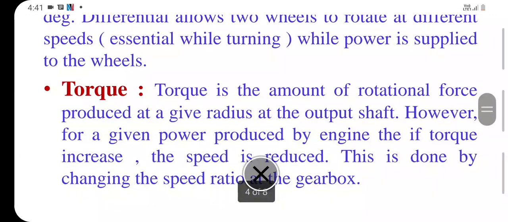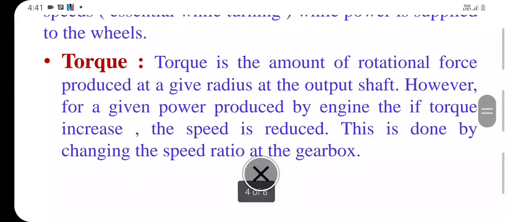Torque is also a very important specification of a vehicle. Torque is the amount of rotational force produced at a given radius of output. For a given power produced by the engine, as the torque increases, the speed is reduced. This is done by changing the speed ratio in the gearbox. The gearbox may have four or more speeds.